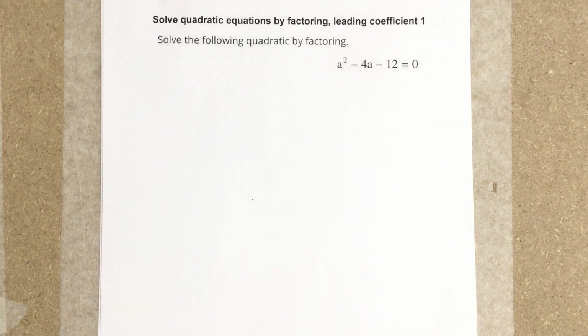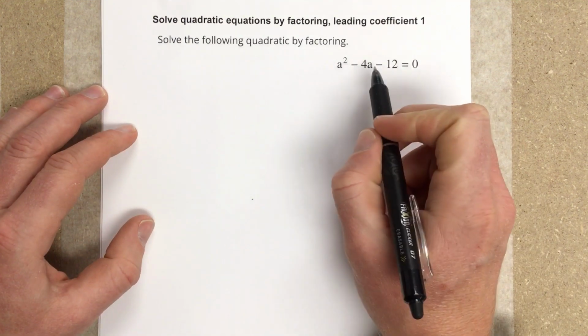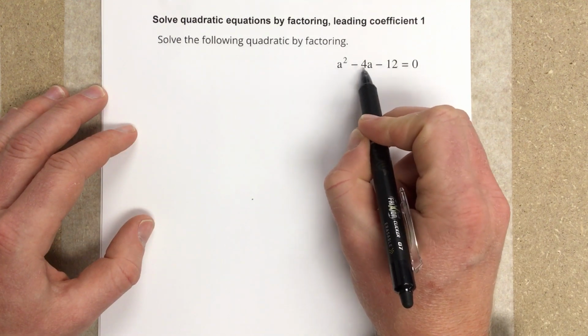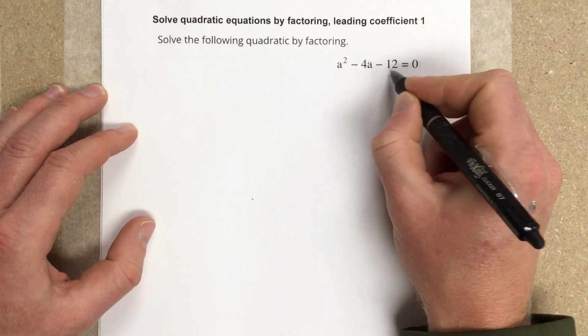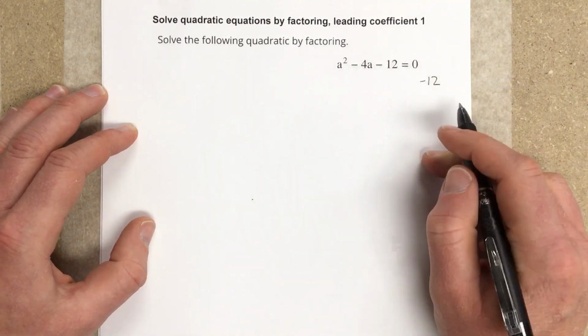In this video, we're going to solve quadratic equations by factoring with a leading coefficient of 1. So you can see our leading coefficient here is 1, and when we go to factor a squared minus 4a minus 12, we want to look at the factors of negative 12 that add to negative 4.